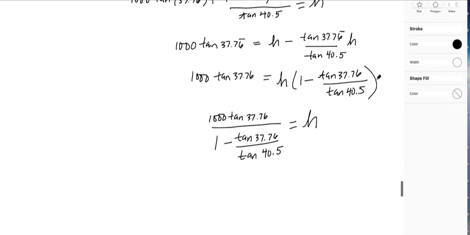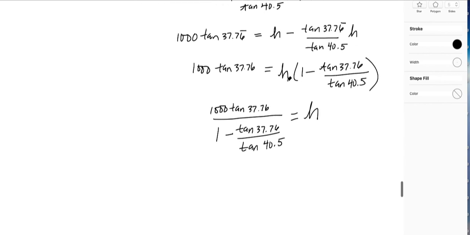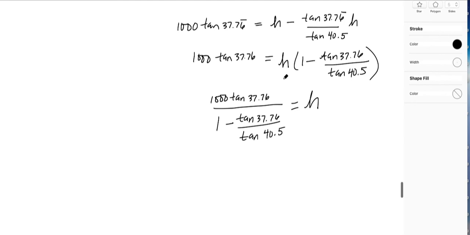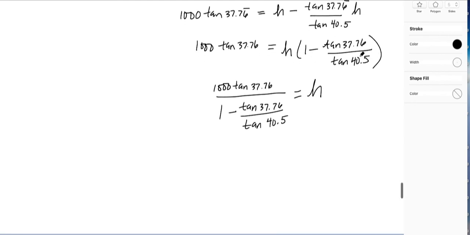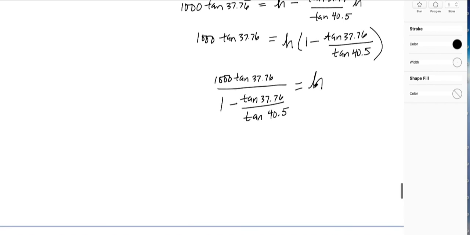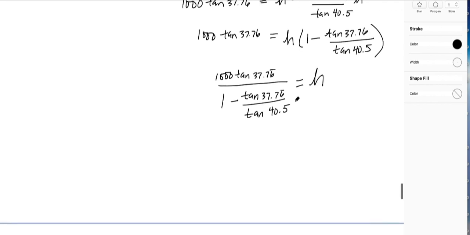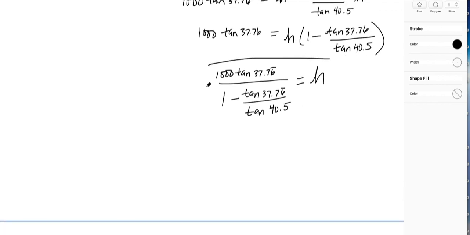And then that happened. All right, now I need to factor out the h. I know what you're thinking. It was not worth it, and I'm kind of in agreement too, but I'm going to go with it because I started. So I factor out the h. I now have the h almost by itself, and then I'm going to divide both sides by this thing, 1 minus the tangent of 37.76 over the tangent of 40.5. I know it took a long time, but I just wanted to have a calculator or Desmos ready so I can just put all the information in there and not have to carry around decimals.